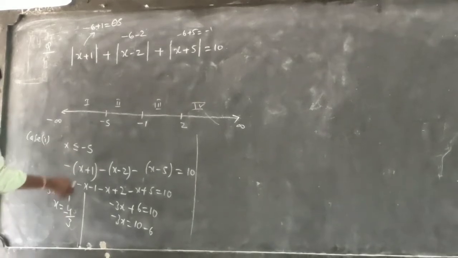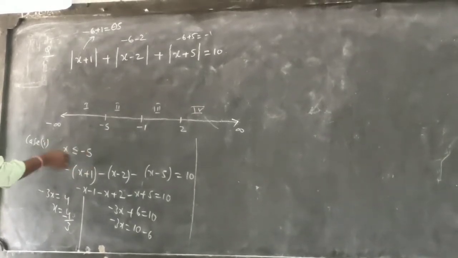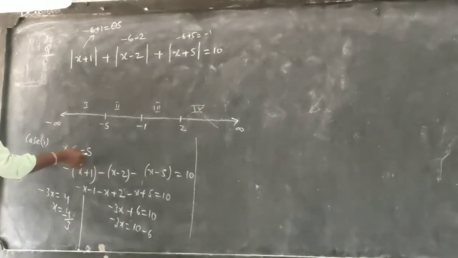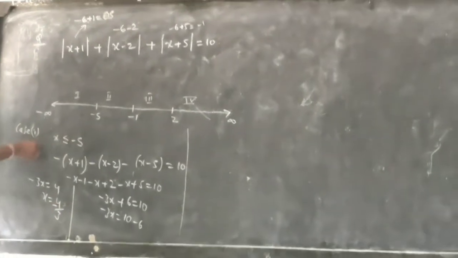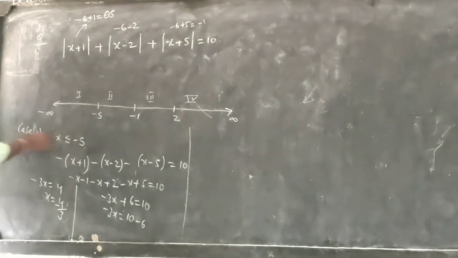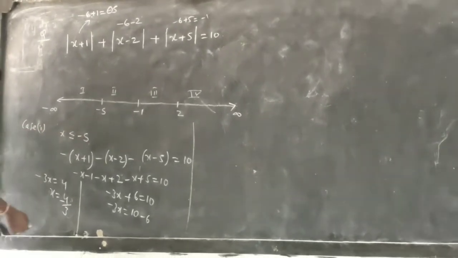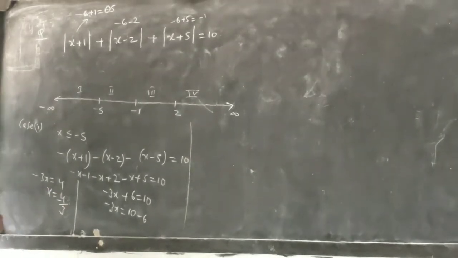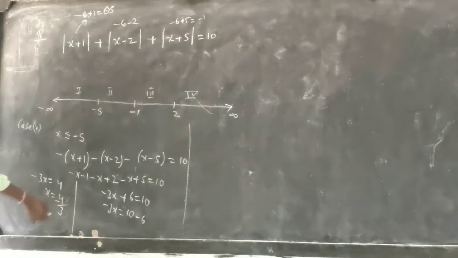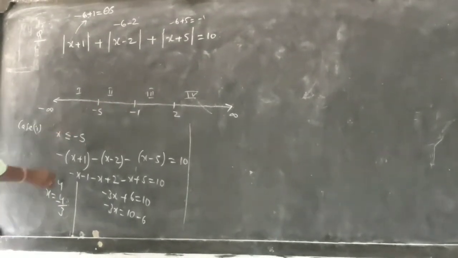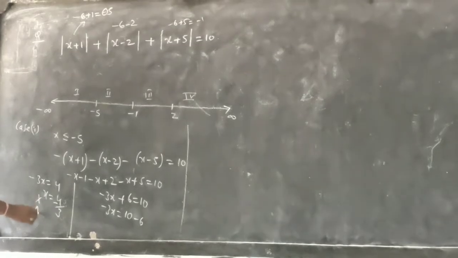Does this lie in this inequality? Which branch is this? It is the branch less than or equal to minus 5. What x value did you get? Minus 1 point something, 4 by 3. So it lies here, not in this branch. So this is not a solution.